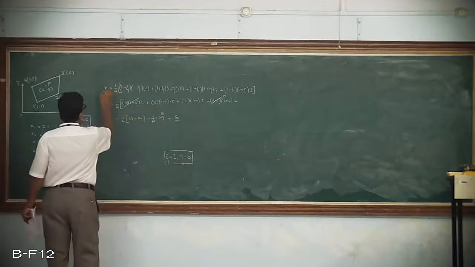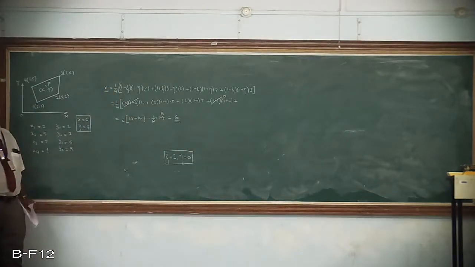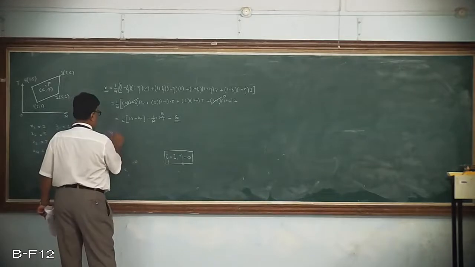We already know that the value of x given here is 6. That means these two natural coordinates are perfectly matching, that is 1 and 0. We can just check that y also should come the same, that is 1 by 4.